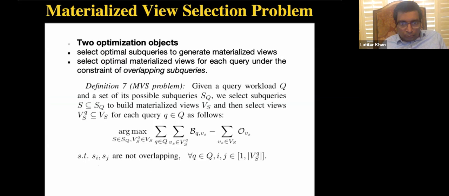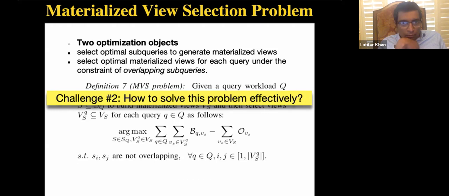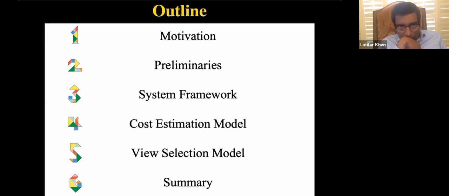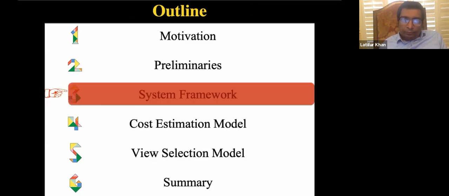Look at the formulated definition. We select the subset S from candidate set SQ for the first object, and select the subset VQS from VS for each query. Therefore, the challenge is how to solve this problem effectively. Okay, I'll explain our solutions. Before that, I first introduce the whole framework of our proposed system.